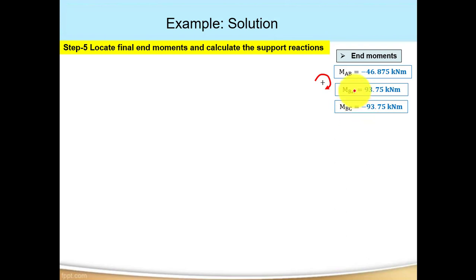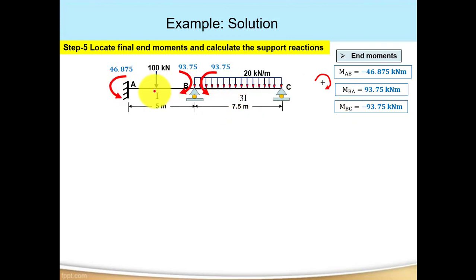Okay? So according to the sign convention, their directions are now known. Therefore, when we locate them, at joint A we have the AB moment, so we place a counterclockwise 46.875 moment. At B, toward member AB there is a moment MBA, which is positive. According to our sign convention, positive is clockwise. Therefore, we place it in the clockwise direction. The other one, from joint B to member BC, is called MBC, minus 93.75. Minus means negative, which according to our sign convention is counterclockwise. Therefore, we place a counterclockwise moment like this.